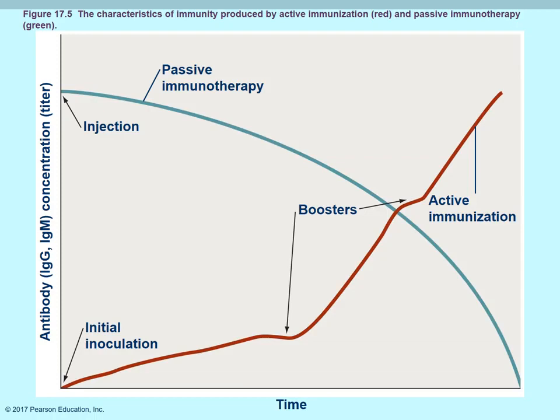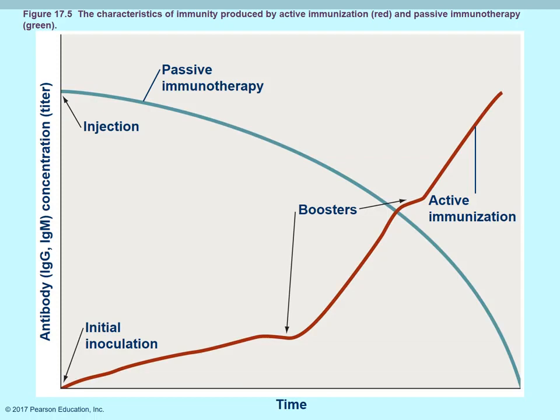The red line on this graph is showing the antibody concentration, and that is from active immunization. That is when the individual has either come in direct contact with the antigen, been exposed to the antigen, had the disease, or received the vaccine.